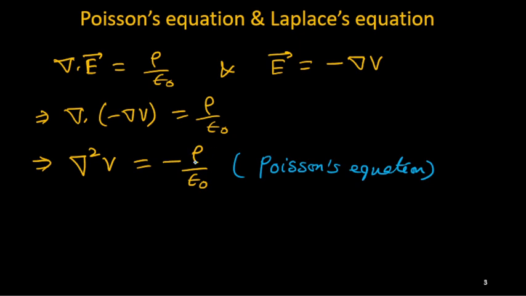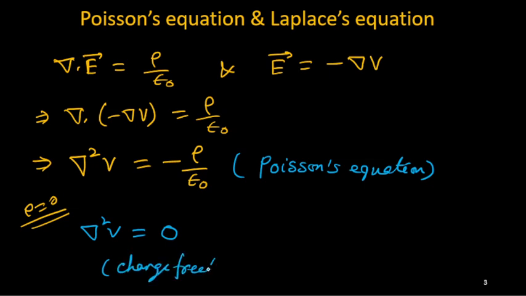And when there is no charge, for a charge free region, if rho equals 0, in that case del square V equals 0 only. So this is for a charge free or source free region. And this equation is called the Laplace equation.